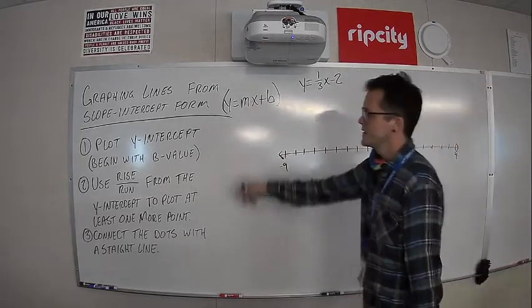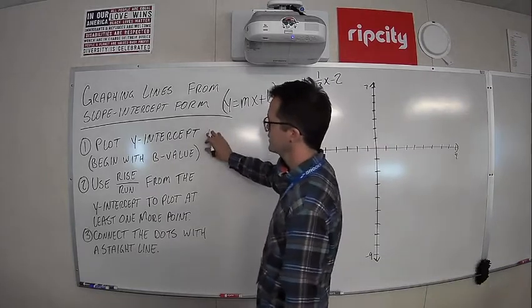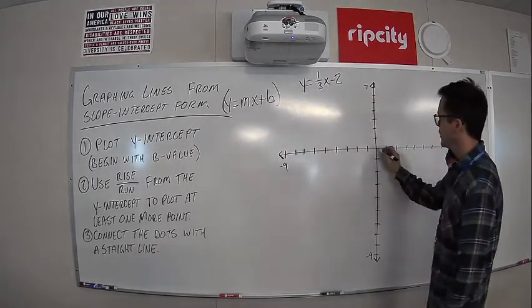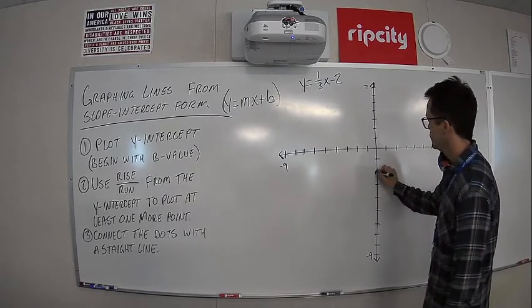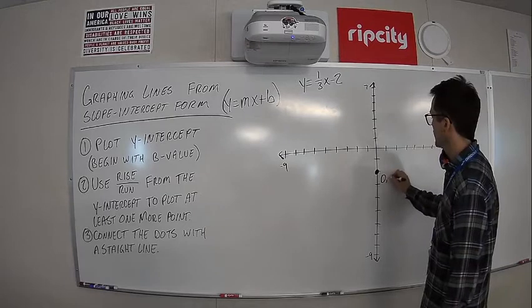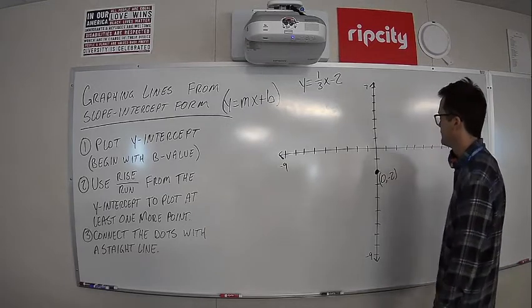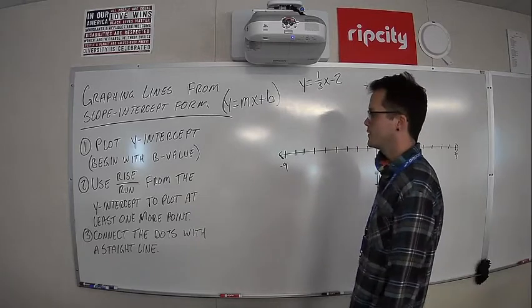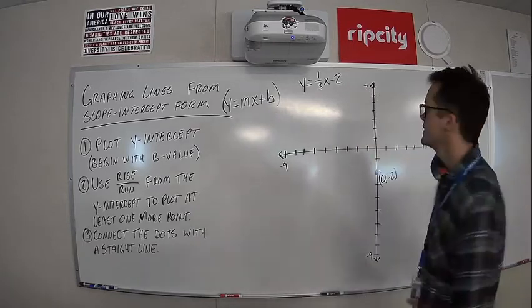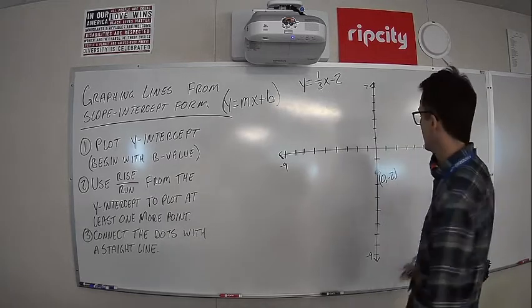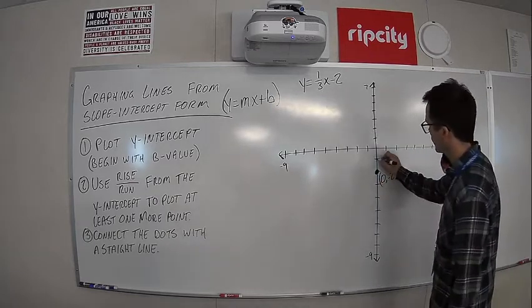Okay, follow our step-by-steps over here. Step 1, plot the y-intercept, begin with the b value. Our b value is negative 2, so I'm going to start at my origin. I'm going to go down exactly 2 units, and this is at the point 0, negative 2. All right, step 2, use rise over run from the y-intercept to plot at least one more point. This time, our slope is 1 over 3, or 1/3. So we're going to rise 1, and we're going to run 3.